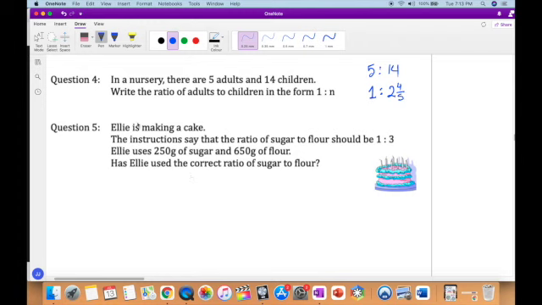Ellie is making a cake, and this is a really good question in terms of how we use ratios every day, because I'm sure a lot of you guys cook and bake and all sorts of kitchen stuff, right?